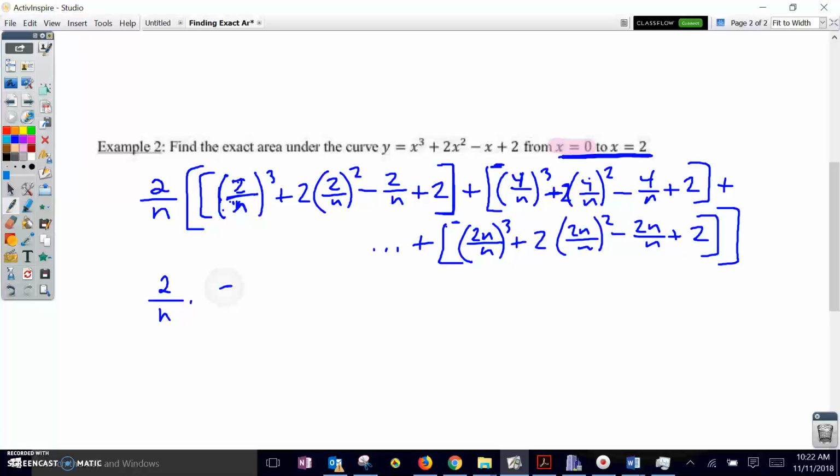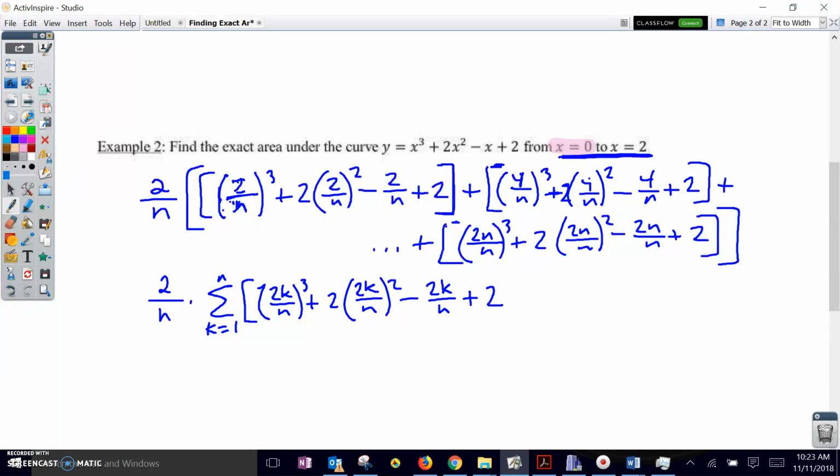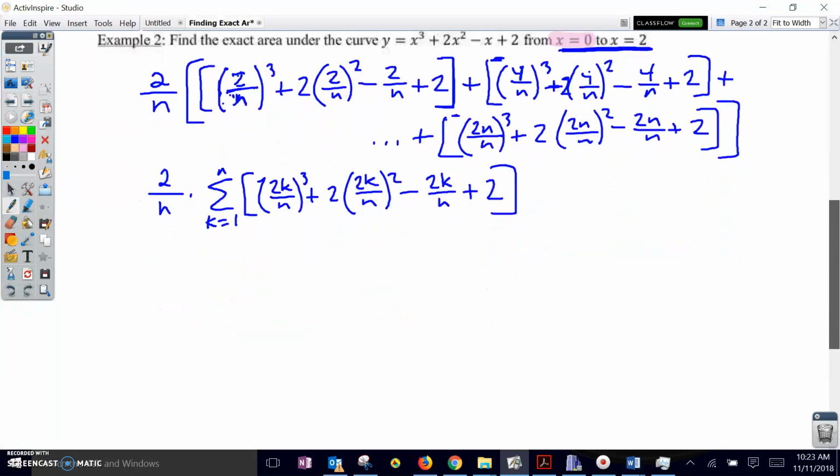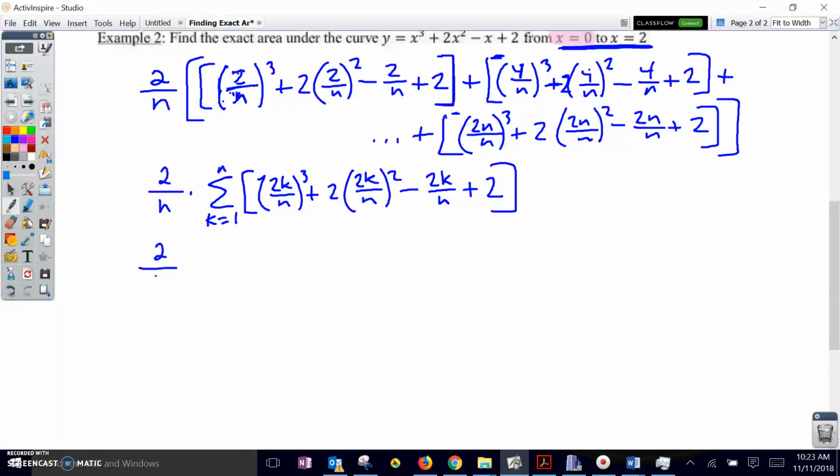And so this is going to be 2 over n times the sum from 1 to n of 2k over n quantity cubed plus 2 times 2k over n quantity squared minus 2k over n plus 2. And there's our expression representing the area for n rectangles underneath this curve, which I now need to do a lot of manipulation of.